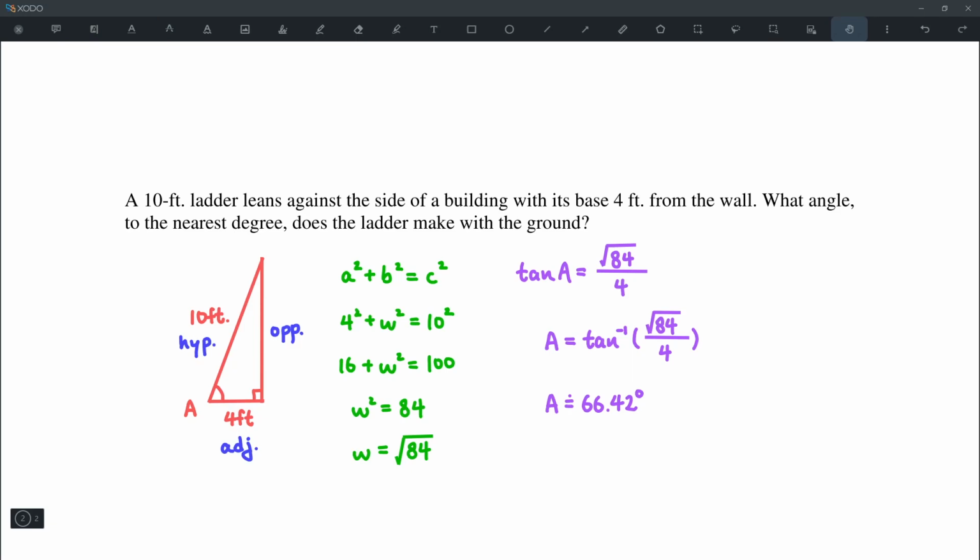So once again, we went over the tangent ratio and how to find angles using the tangent ratio. And so thank you for listening.